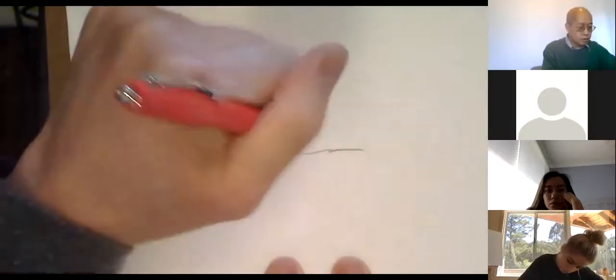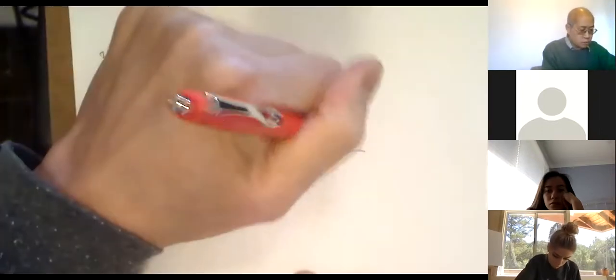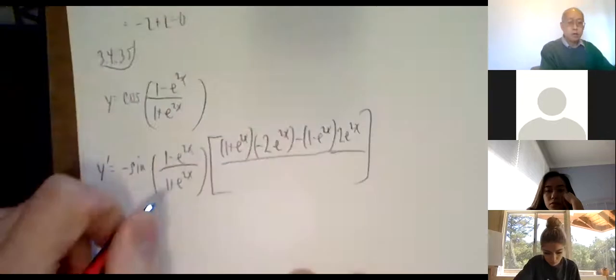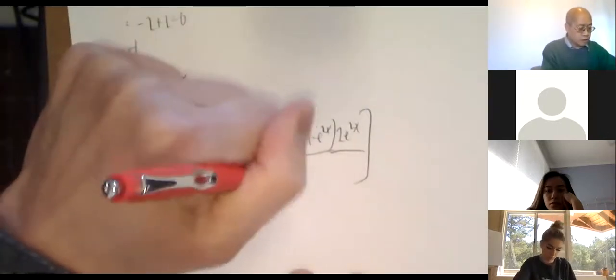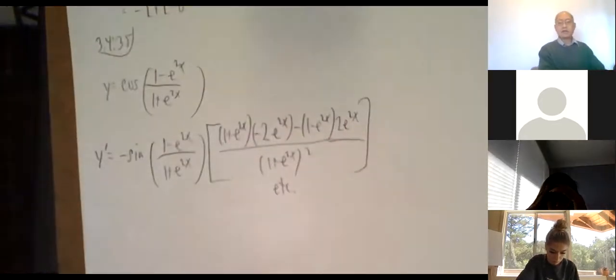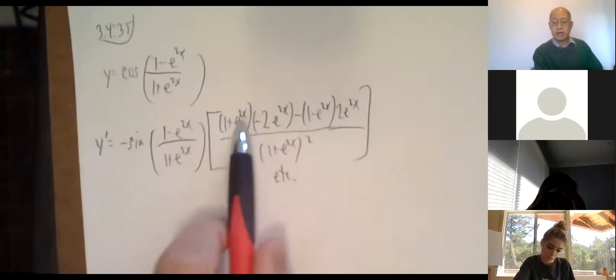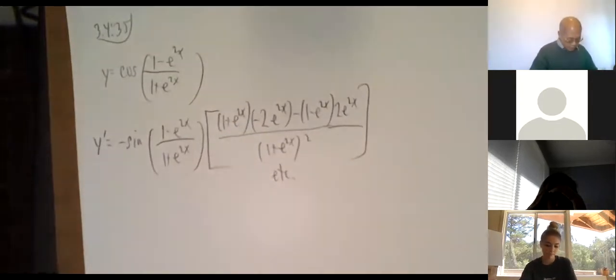Minus the numerator times the derivative of the denominator, e to the 2x times 2, all over 1 plus e to the 2x quantity squared. And I'll just say etc. That's essentially it. You can clean up the algebra, but you can do that as well as I can, or maybe better. So I'll abandon that problem.